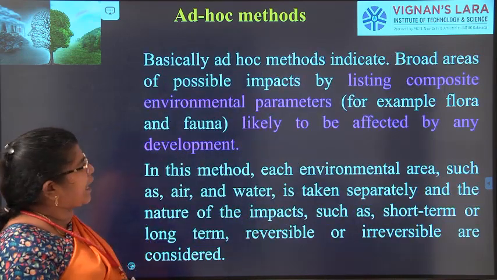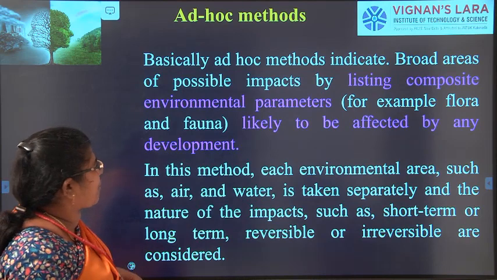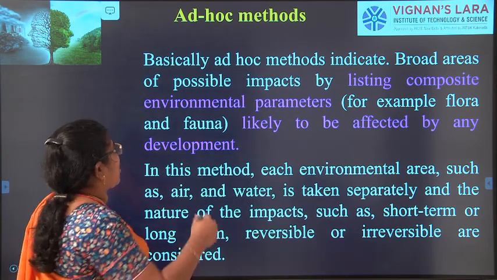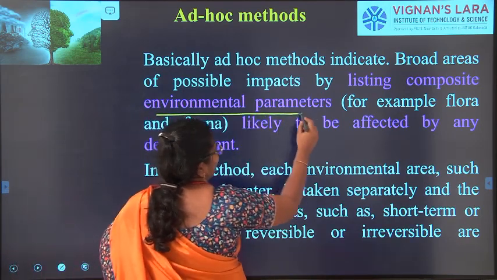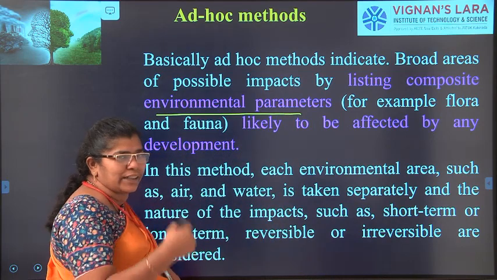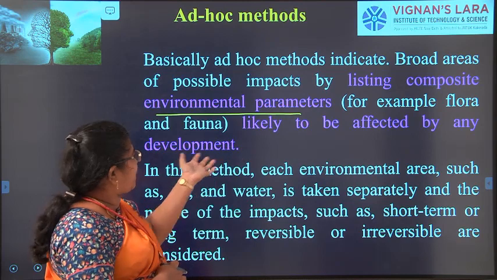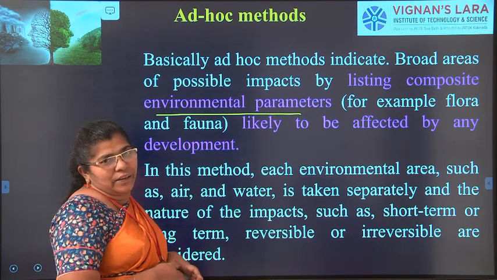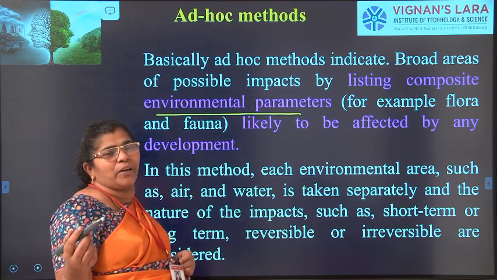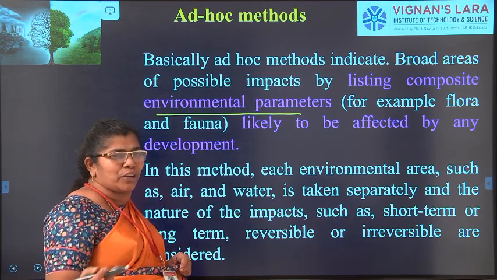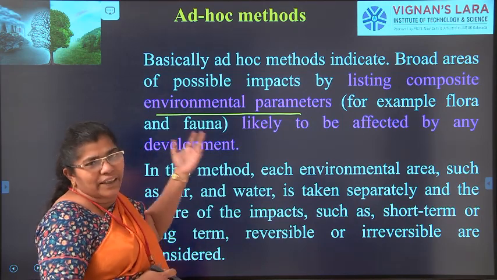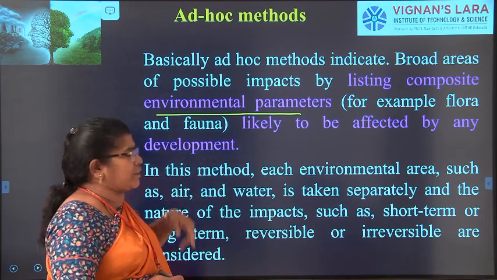Okay, basically the ad hoc method gives the broad areas of possible impact by listing composite environmental parameters, for example flora and fauna in a general way, that is animals and plants, likely to be affected by any development. Any development that I am going to do is going to affect the flora and fauna of that area. But that also will be given there in a broad sense.